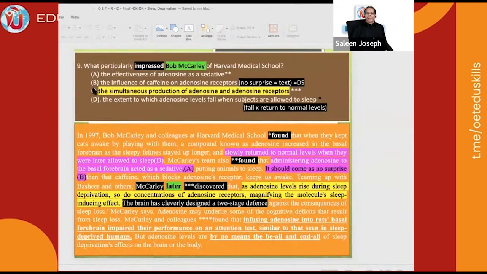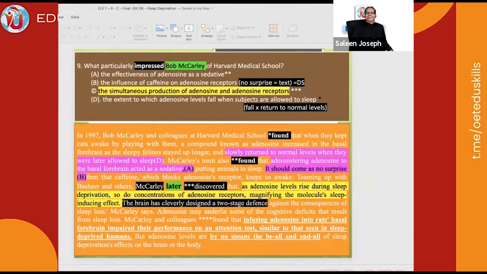You see, findings of team versus Macaulay. As I said, the paragraph structure: the two things are discussed in the paragraph, findings of team and findings of Macaulay. And we are asked about only Macaulay's findings. Finding 1, Bob Macaulay and colleagues. Finding 2, Macaulay's team. And finding 3, Macaulay discovered. Then the conclusion. This is a beautiful strategy that you have.